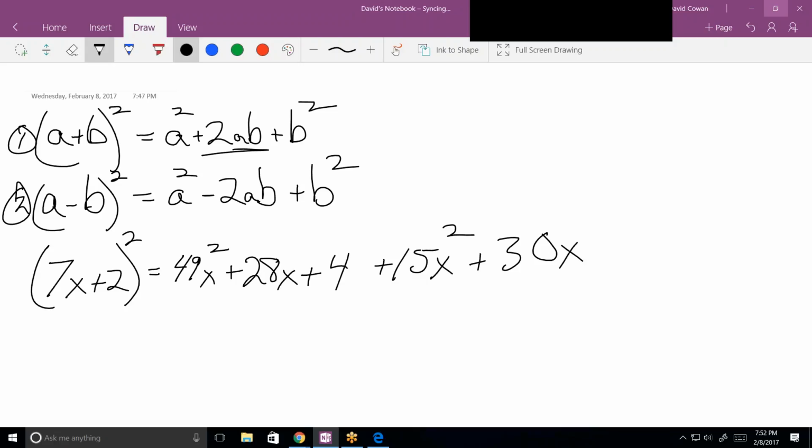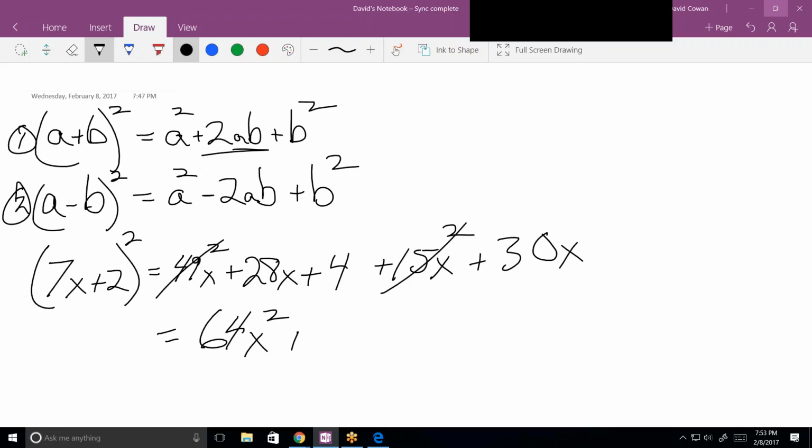What do you get? 49 plus 15. That's 64. So 64x squared. And let me give you a little trick. These are going to get harder and harder. And when you're looking at something that might have 10 terms that you're simplifying, it's very helpful to cross them out after you've combined them like that. Okay. Now I can see easier what else I have left to do.